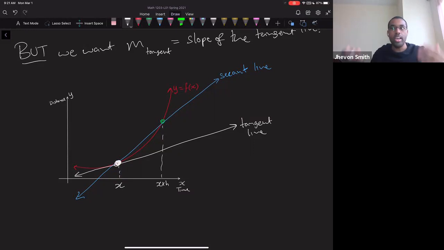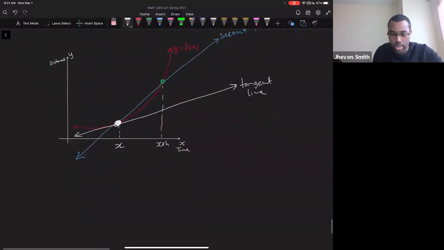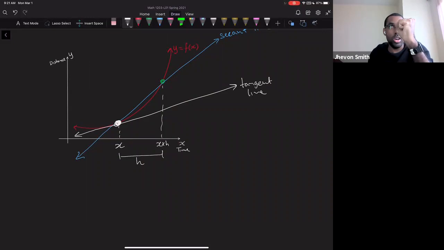So the idea is take the period of time and make it smaller. We know that the period of time between these two measurements is h. So the idea is if I can make h smaller, that would work. There's a point where I want to know the slope, but there's another point where I know on average how fast it's moving.